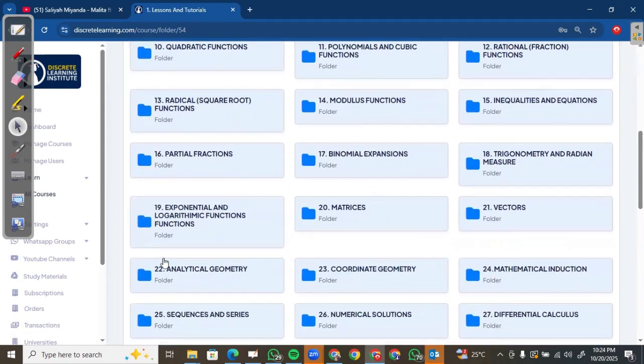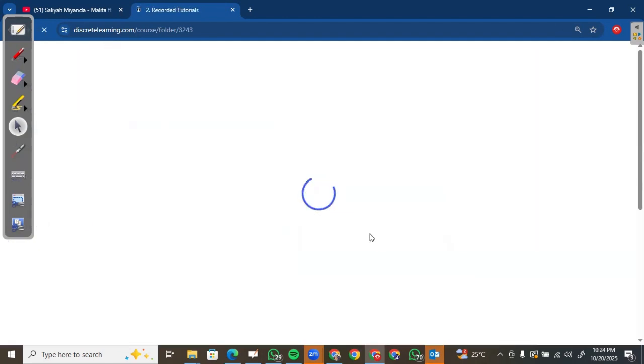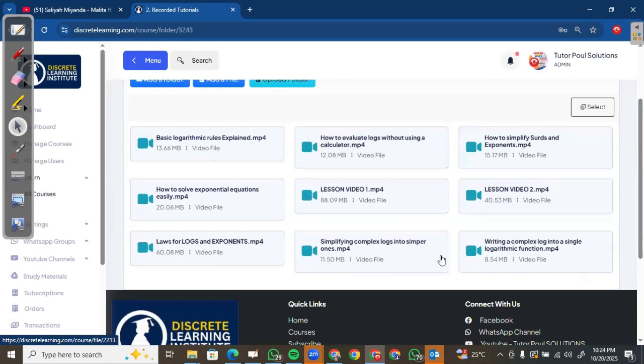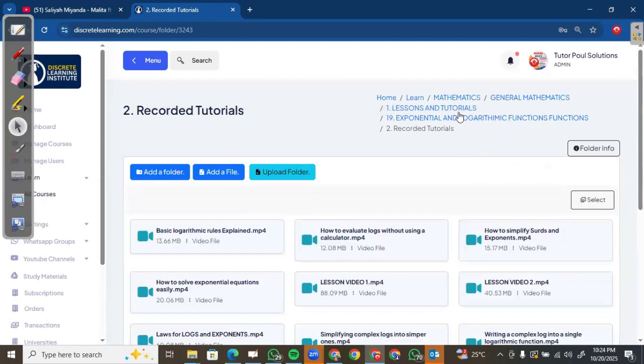Exponentials and logarithms here. So I can even open it. I show you the videos that are there. So you can come here if you want to learn the whole topic. You come to recorded tutorials here. You're going to find all these videos here. Simplifying logs like the way we are doing. Simplifying complex logs, laws of logs and exponentials here. I'll upload some videos on graphs. I'll also share them in the group here. So you can find them here. You can learn at your own time. Okay. So that is if you want to learn a topic.